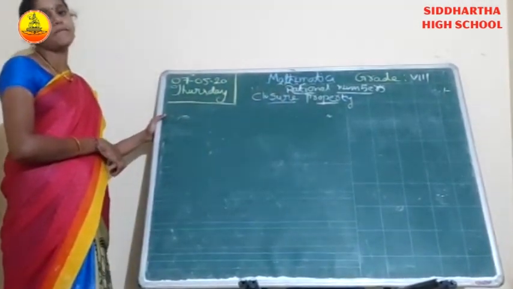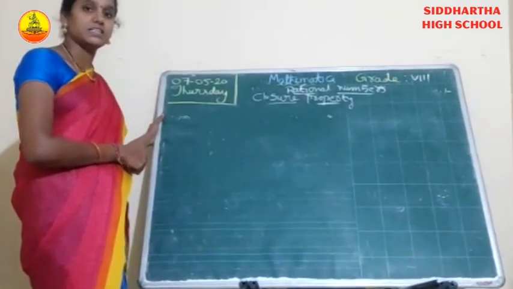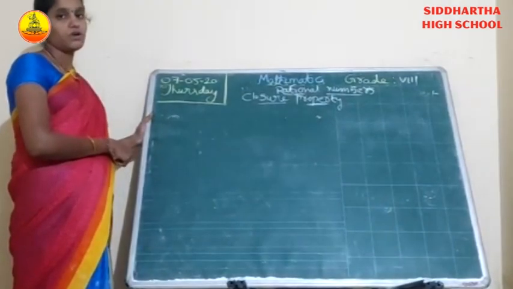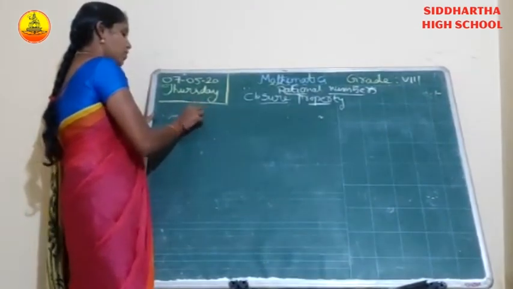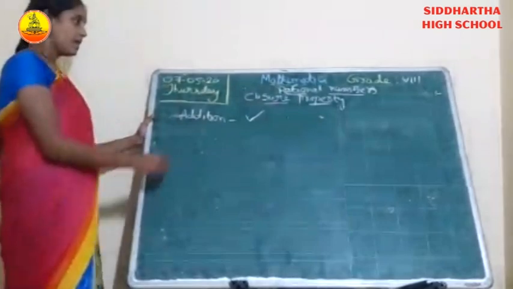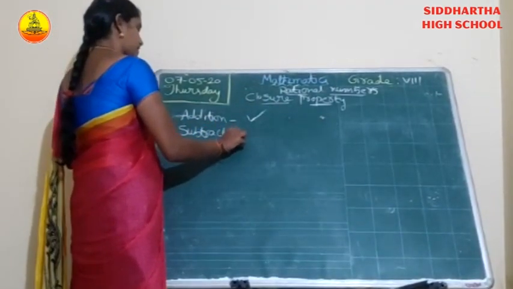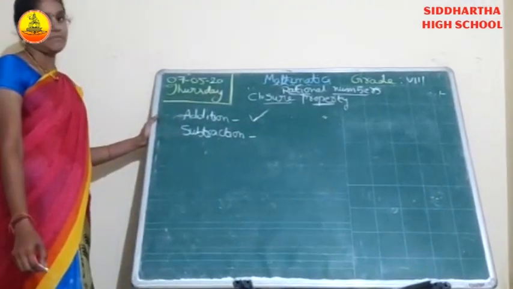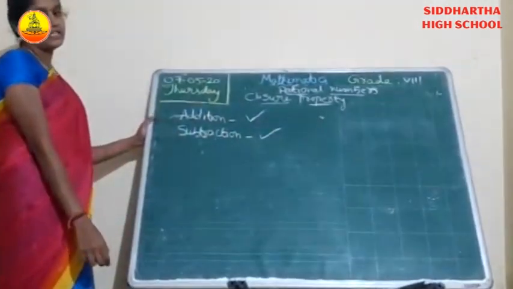The sum of two rational numbers is always a rational number. Yes, it is true in every situation. So closure property is satisfied under addition. Now under subtraction, what do we have to do? Difference means subtract. The difference of any two rational numbers is always a rational number. So this also holds good under subtraction.